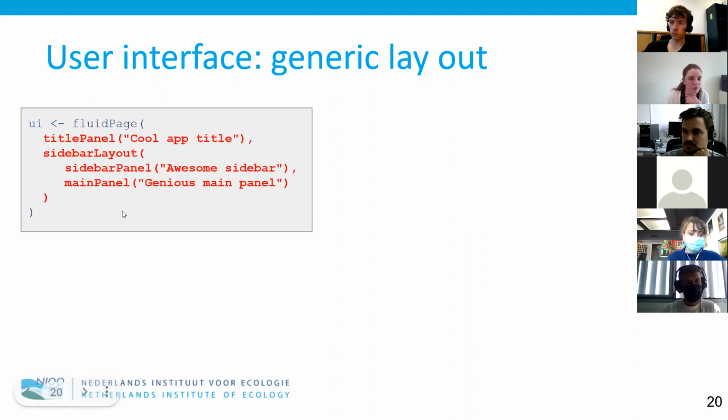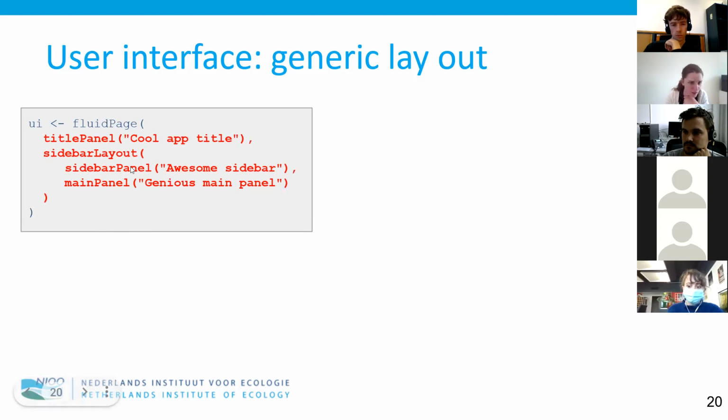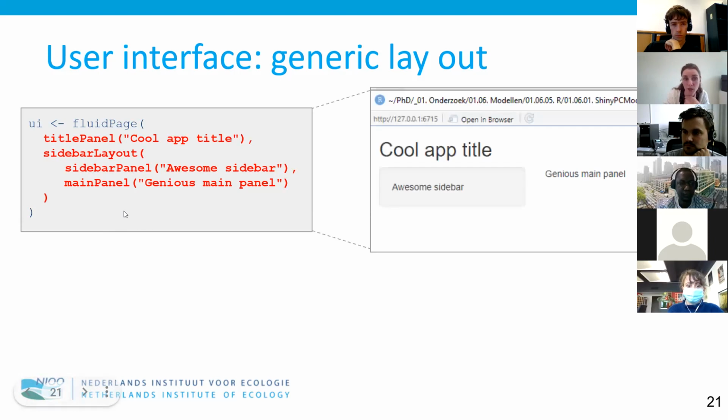And then there's the inside of the user interface. In this case, you have a title panel, a sidebar layout, and then in that sidebar layout, there's a sidebar panel and a main panel. So what does that look like if you would run this? The title panel is located here on top, "Cool app title", for example, in this case.